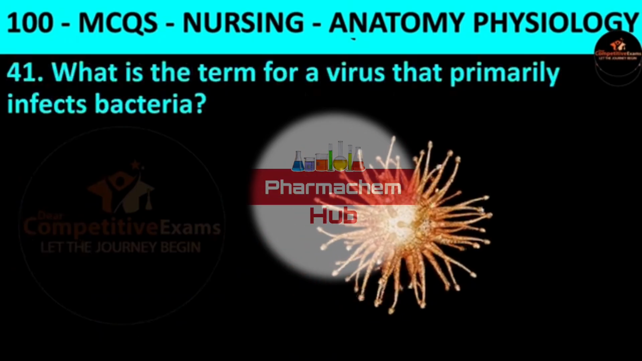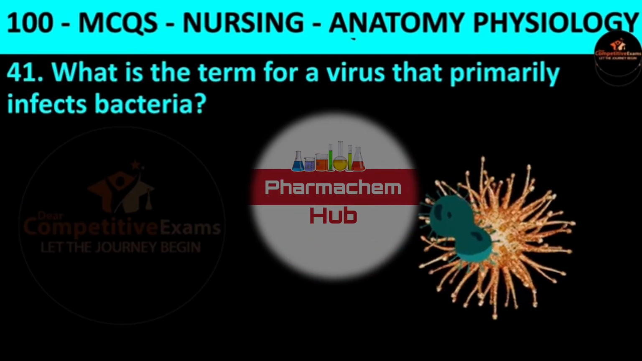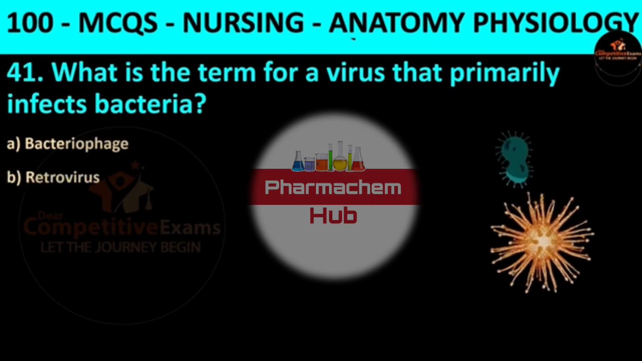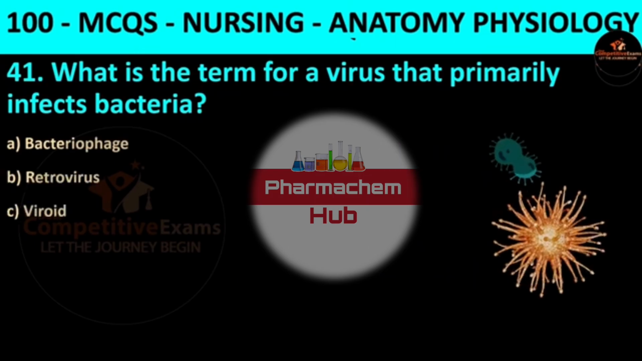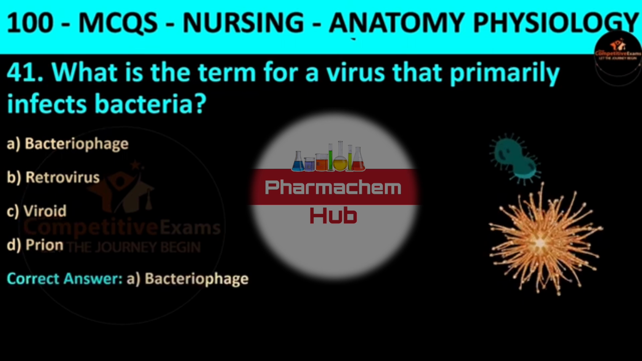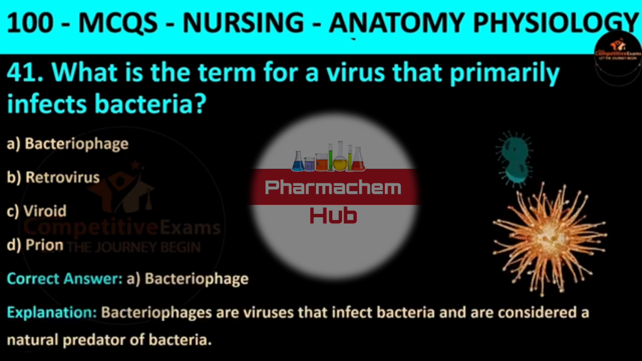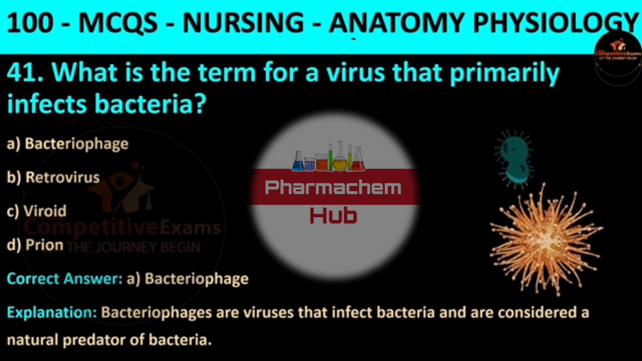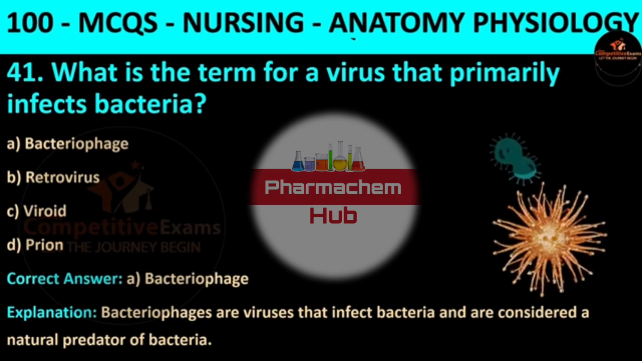What is the term for a virus that primarily infects bacteria? The options are bacteriophage, retrovirus, viroid, or prion. The correct answer is A, that is bacteriophage. Bacteriophages are viruses that infect bacteria and are considered a natural predator of bacteria.